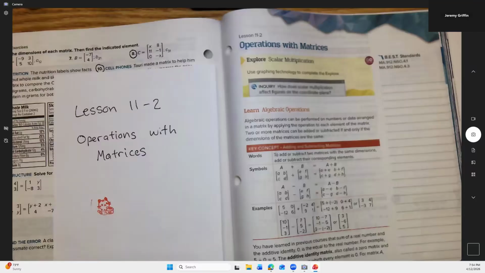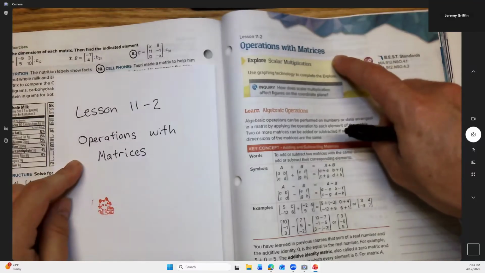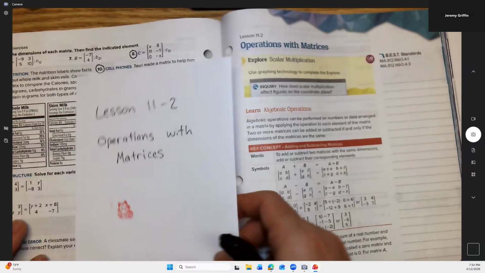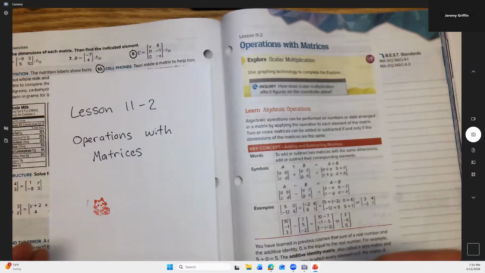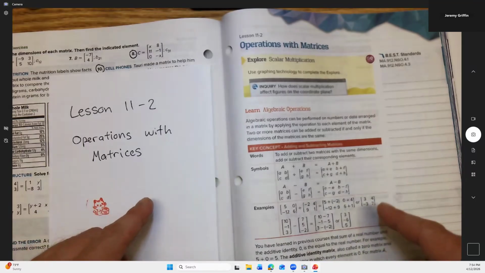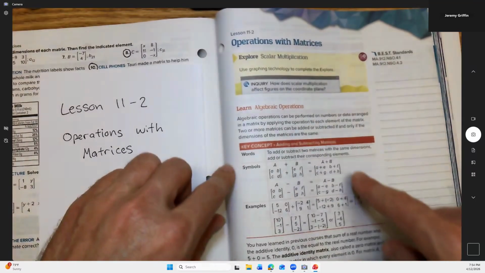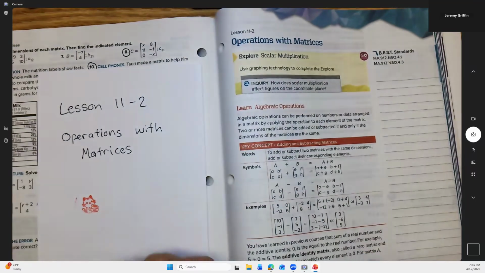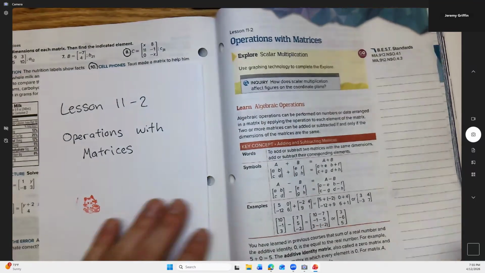Lesson 11.2, operations with matrices. 11.1 was looking at what is a matrix, what does it basically look like, how do you read and interpret it. Now we're going to start doing a little bit of math with it. What kind of math? We can add or subtract a matrix from another matrix.